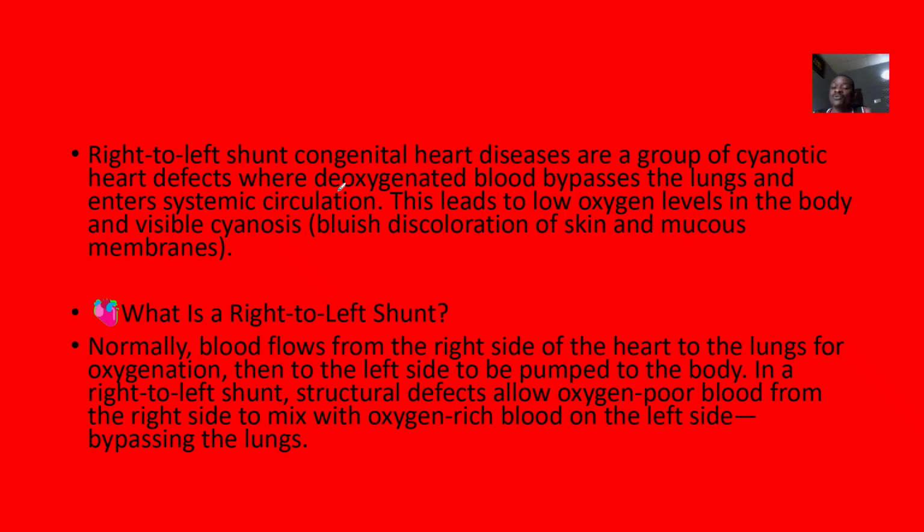The left side handles what? Oxygenated blood. So we're saying deoxygenated blood is moving from the right into the left. You get it? So deoxygenated blood bypasses the lungs. It's not going to the lungs to become oxygenated. It's just entering into the left directly. That means your body tissues are receiving both oxygenated blood and deoxygenated blood. You can now start imagining the complications. So the blood bypasses the lungs and enters systemic circulation. This leads to low oxygen levels in the body.